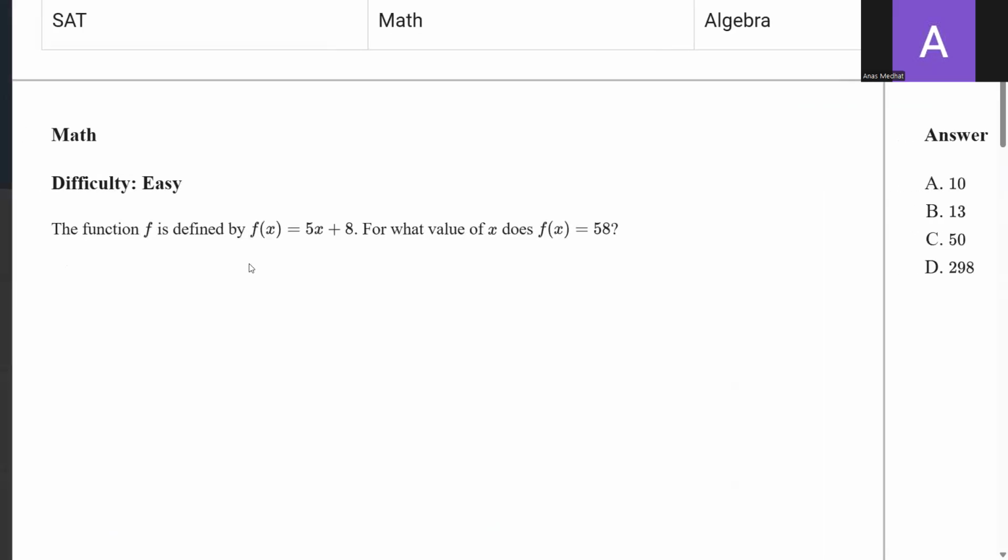Function f is defined by f of x equals 5x plus 8. For what value of x does f of x equal 58? All we have to do is substitute and solve for x. Let's do it. 50 equals 5x, x equals 10. So the answer is 10.